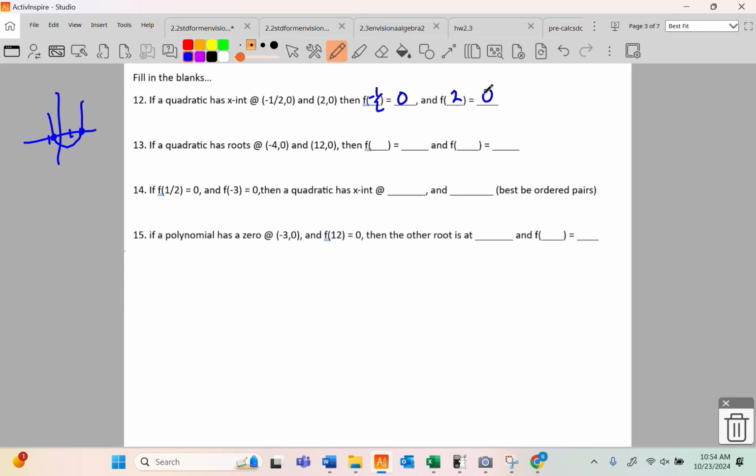All right. So using more of these, if f of 1/2 is 0 and f of -3 is 0, then where do I have x-intercepts? Well, I have an x-intercept when x is 1/2, don't I? Because this is the y value, this is x, this is y. So then I have an x-intercept at 1/2 comma 0 and at -3 comma 0. That's how hard this thing is.